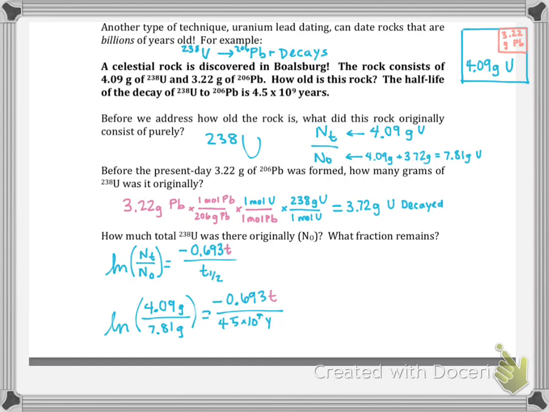And then I can multiply over my 4.5 times 10 to the 9th years. And I get that negative 2.91 times 10 to the 9th is equal to my negative 0.693t. So I'm going to divide over by negative 0.693. And I figure out that my rock is 4.2 billion years old.